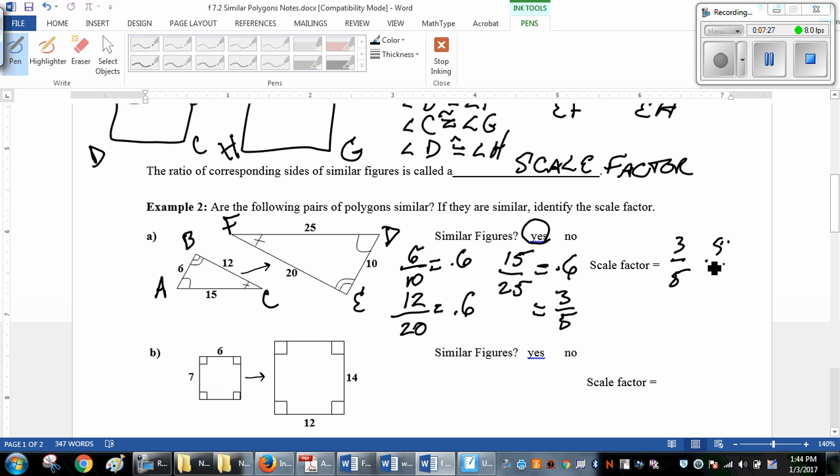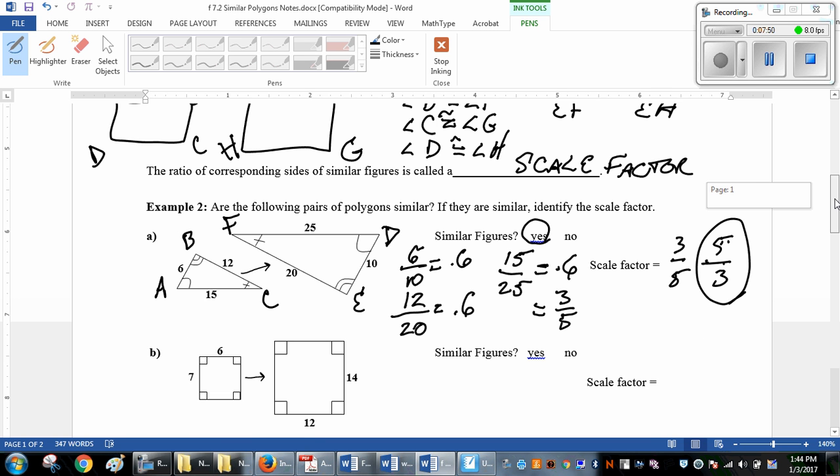The other one is that it could be the reciprocal of this, which is 5/3. And in this case, it is because it's going from smaller to bigger. So when you consider a scale factor, we want to consider is it getting smaller or bigger, and if it's smaller, we use the value that's less than 1. If it's getting bigger, we're going to use the value that's greater than 1.